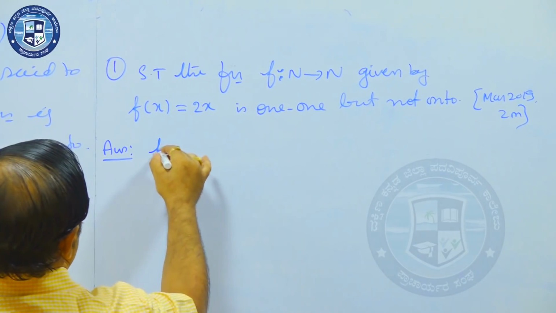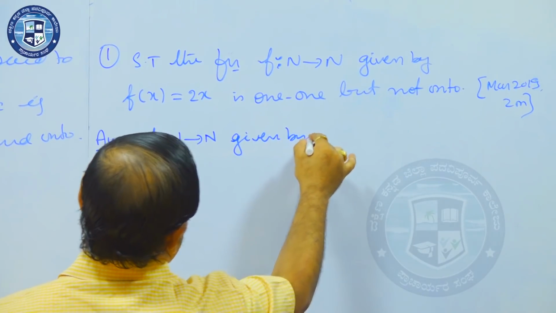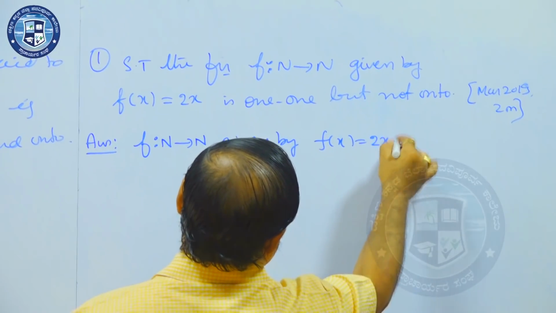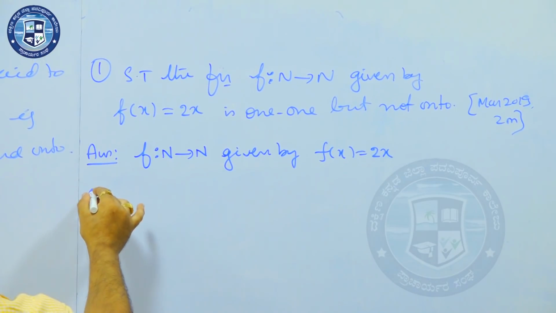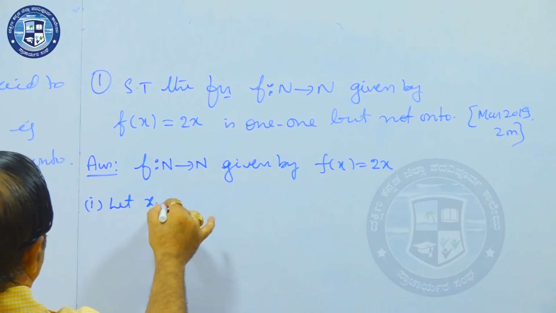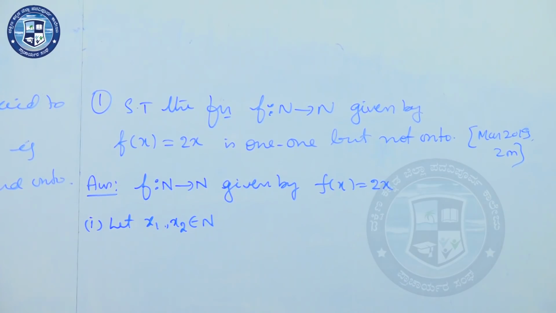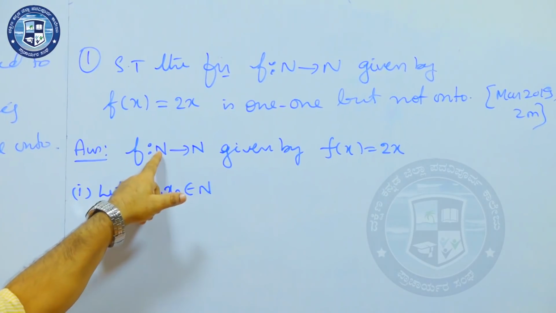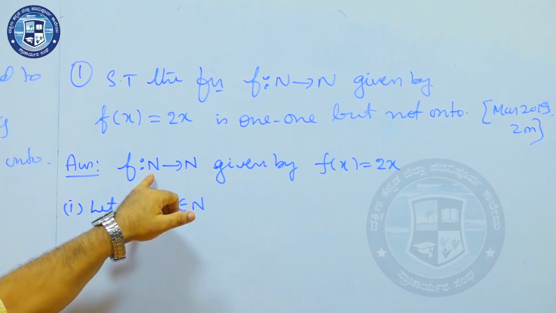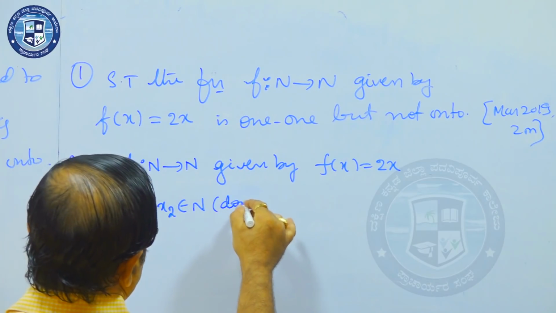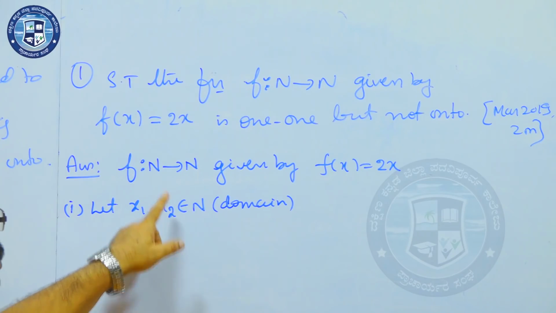They have defined f from N to N given by f of x is equal to 2x. Now, first case, I am writing: let x1, x2 belonging to N. Which N? There are two Ns here. This is the domain, this is the codomain. You are finding x1 and x2 in the domain set, so this N means it is the domain.